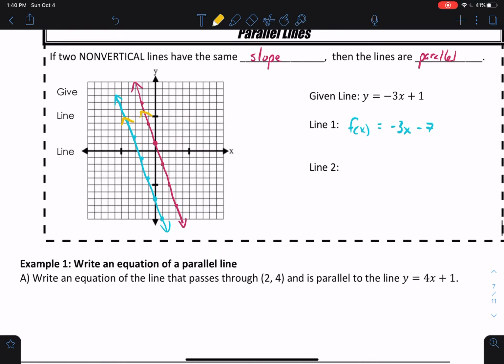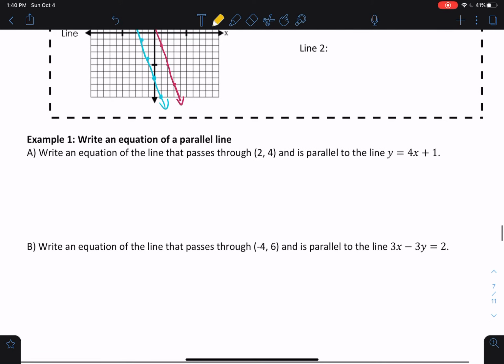So, how do we write an equation of the line that passes through the point (2, 4) and is parallel to the line y equals 4x plus 1? The slope of my given line is 4, so the parallel slope is also going to be 4.